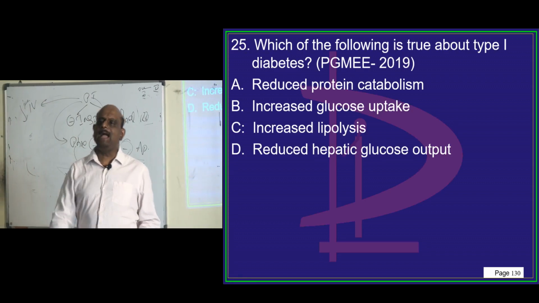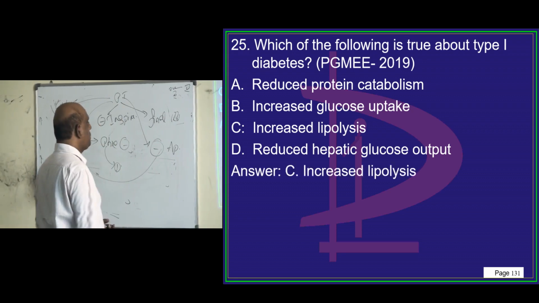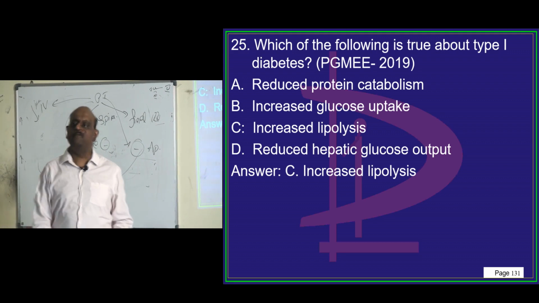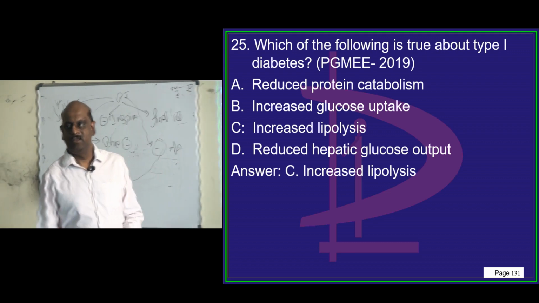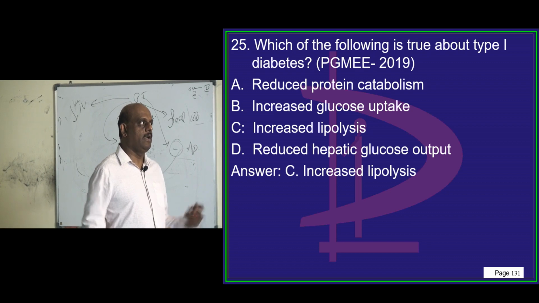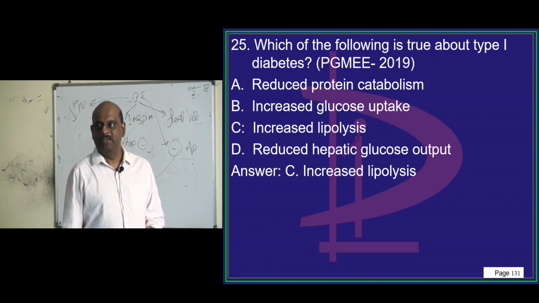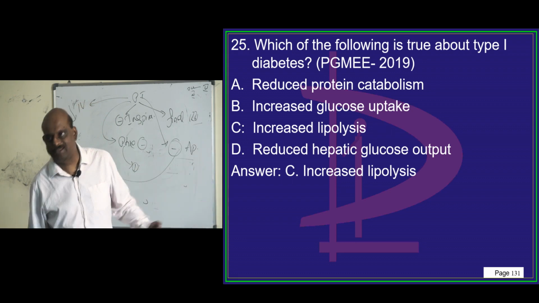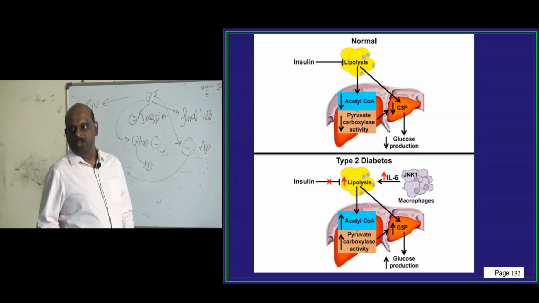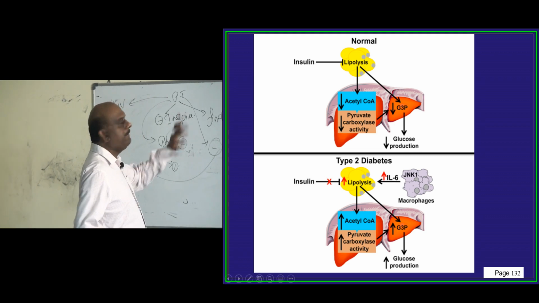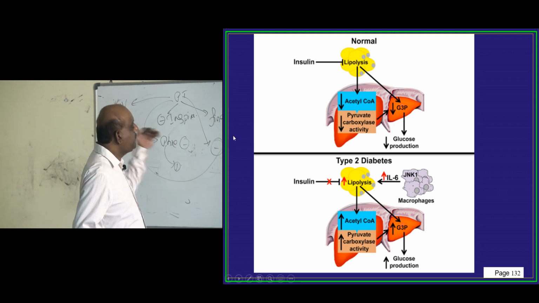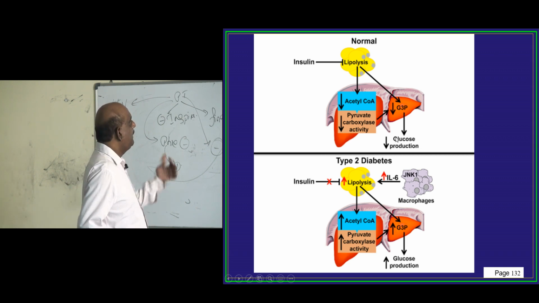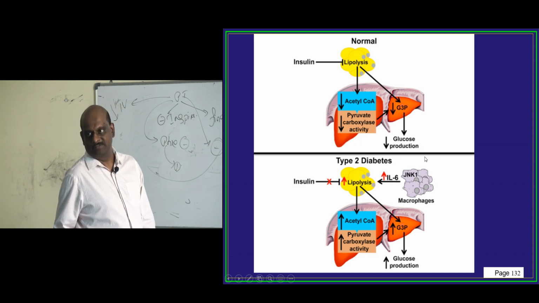In type 1 diabetes, what is true? Always remember, insulin is a lipogenic hormone. Lack of insulin is the lipolytic state. So in type 1 diabetes, where there is no insulin, there is an increased lipolysis. That is what you need to remember. Normally insulin inhibits lipolysis. Hence there is a decreased acetyl-CoA, decreased pyruvate carboxylase, and there is a decreased glucose production.